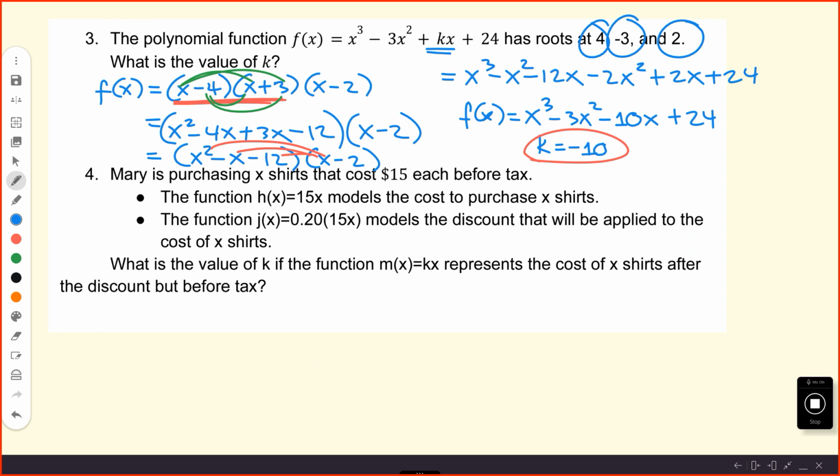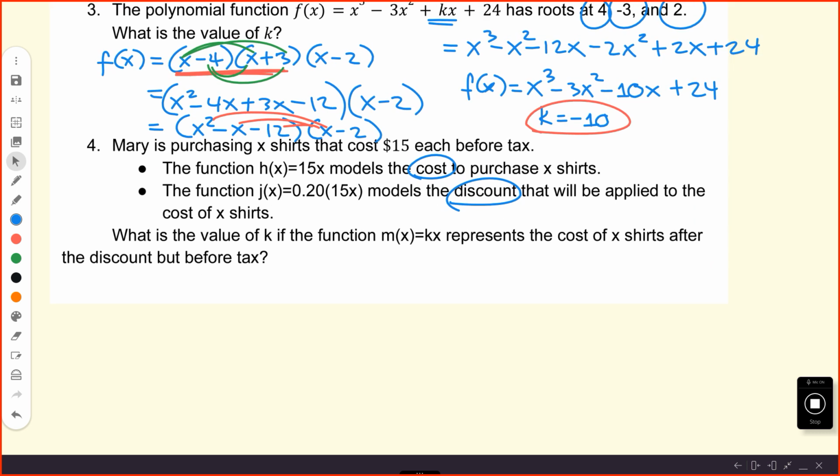Okay. All right, so we have the representation of the functions. h of x equals 15x. That's going to be the cost to purchase x number of shirts, but we don't know how many shirts, right? So we'll just say 15 times x. And then j of x is your discounted amount, right? And from here, we know 0.20 is going to be 20%. So meaning the discount is 20% from the original cost, which is 15x, okay?